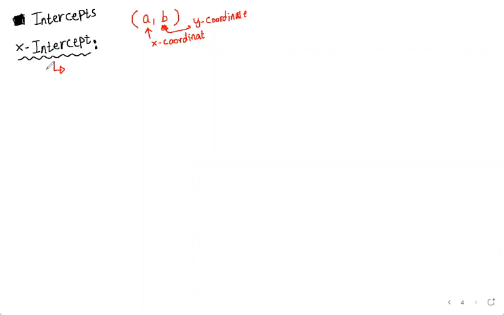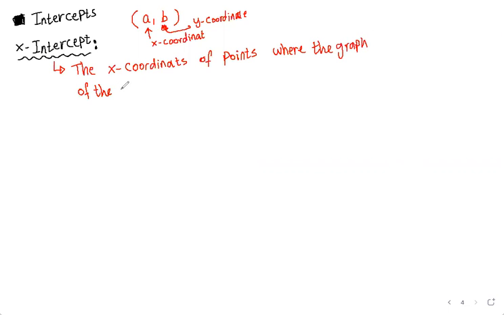So here the x-intercept is the x coordinates of points where the graph of the equation intersects the x-axis.